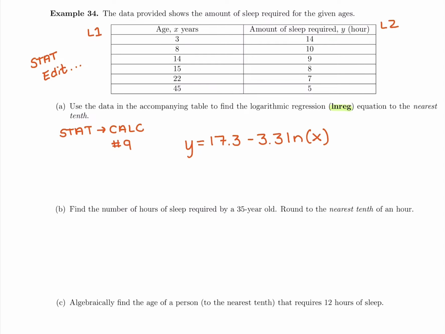For the next part, we're going to use what we just found using our calculator to find the number of hours of sleep required by a 35-year-old. Now we can look at this table. We don't have a 35-year-old on it, but we see a 22-year-old sleeps 7 hours and a 45-year-old sleeps 5 hours. So when we plug in something around 35, we should get something between 7 and 5 hours, we would think. So let's figure out what that answer would be.